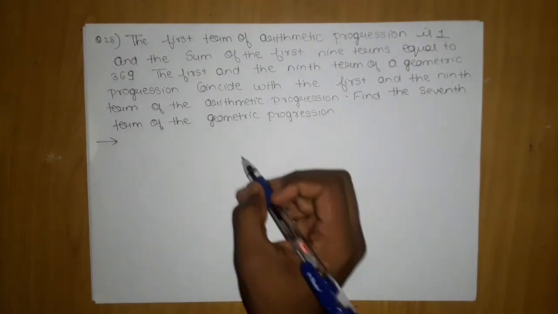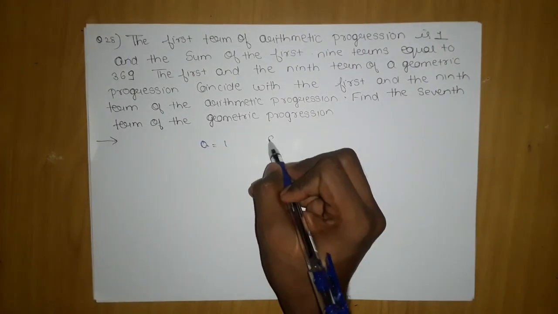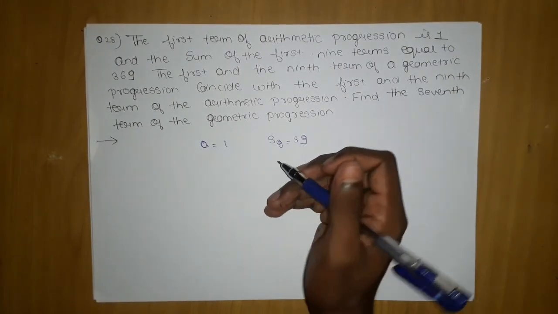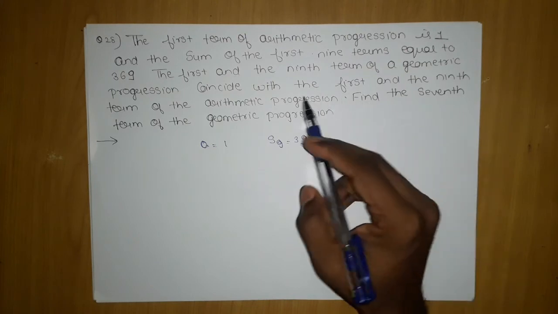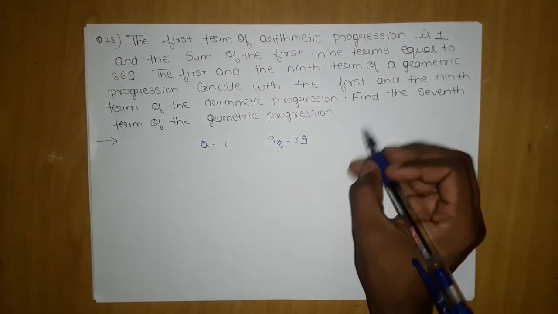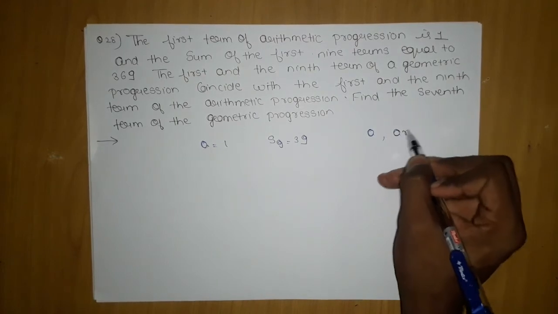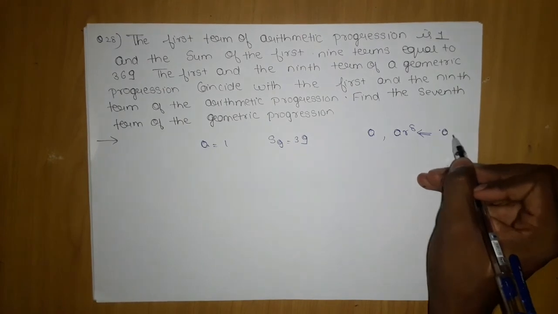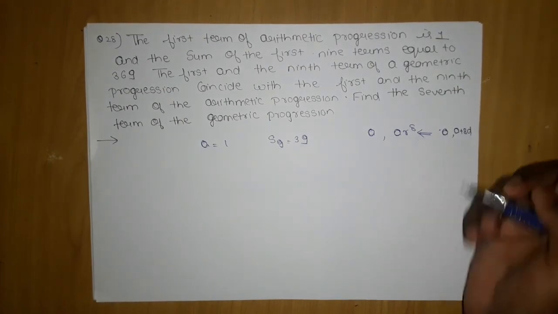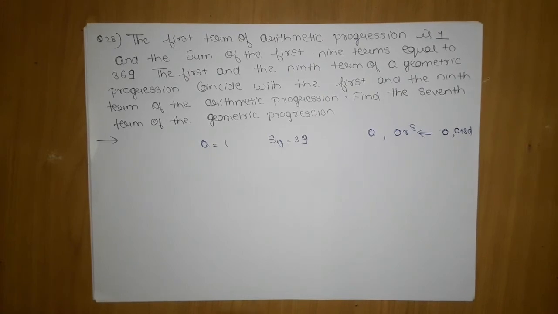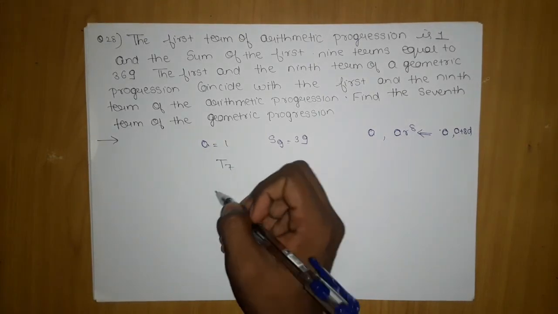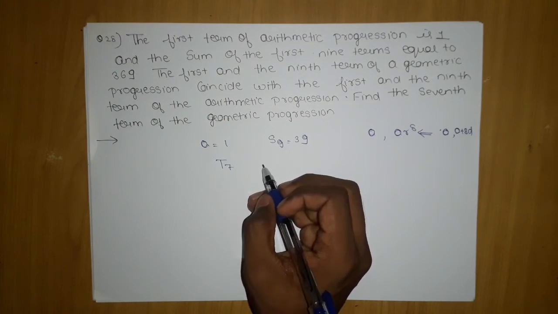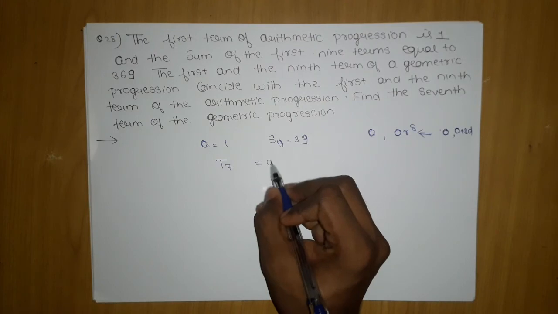So they are telling that a is nothing but 1 and S9 is 369. And one more thing they are telling is that the first term is a and the 9th term is a r power 8. It coincides with a and a plus 8d of the arithmetic progression. We want to find the 7th term, which is nothing but a r power 6. We want to find a r power 6.